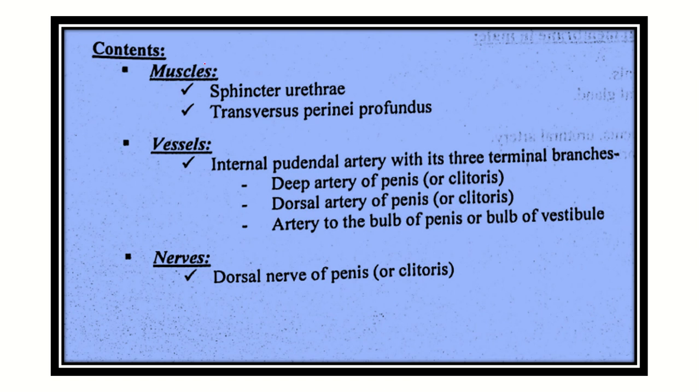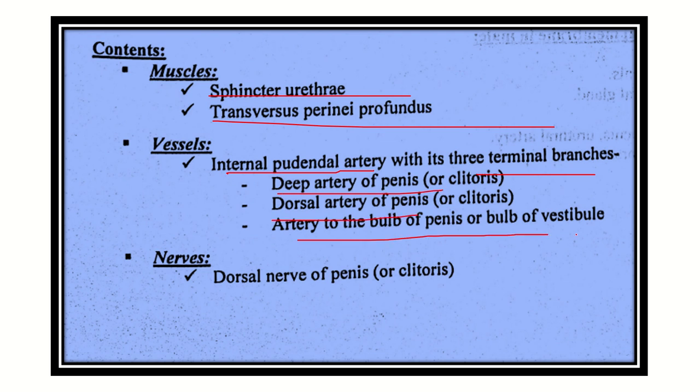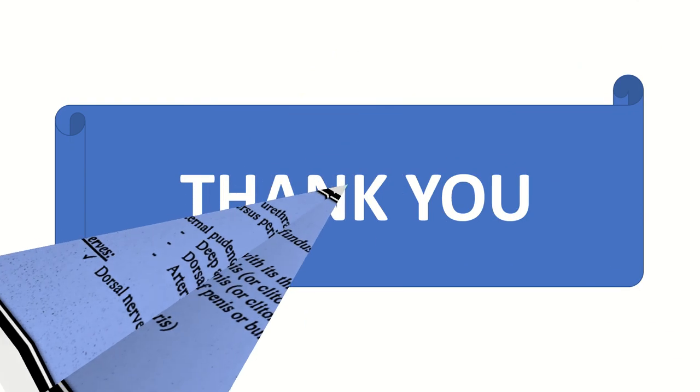So let's say again this content, because it is very important. Muscles: the sphincter urethrae and the transverse perineal muscle, which are shown in the picture. Vessels: the branch of the internal pudendal artery and its terminal branches, that means the deep artery of the penis, dorsal artery of the penis, artery to the bulb or bulb of the vestibule, and dorsal artery of the penis or clitoris. So they are the contents of the deep perineal pouch.